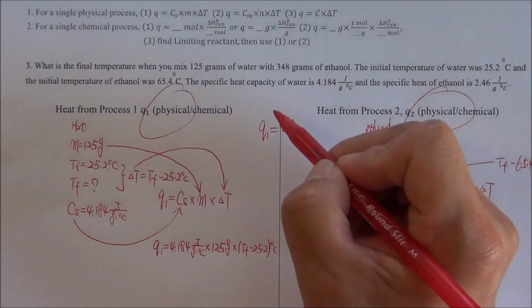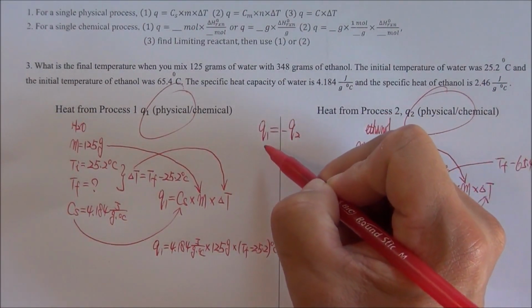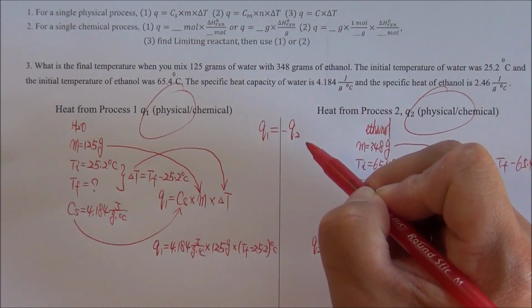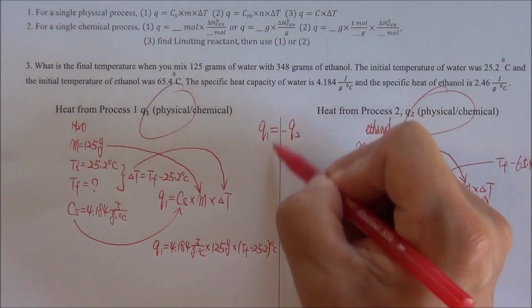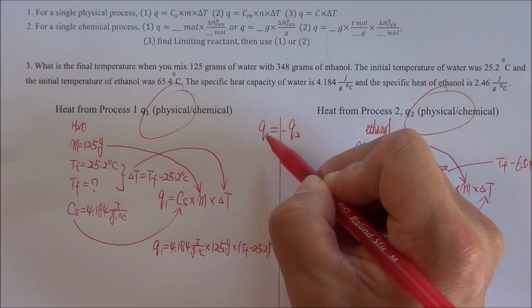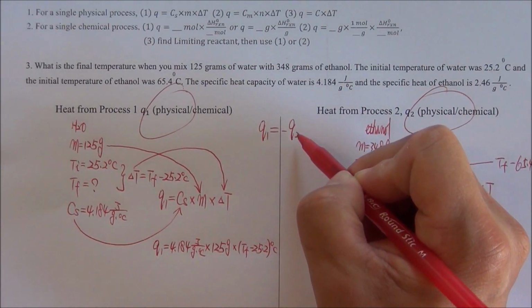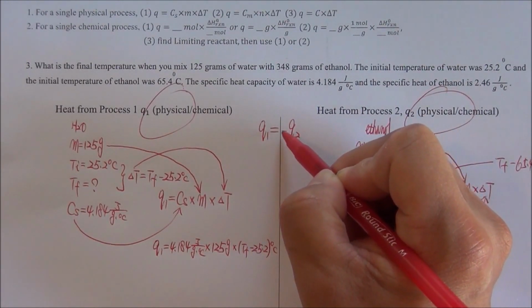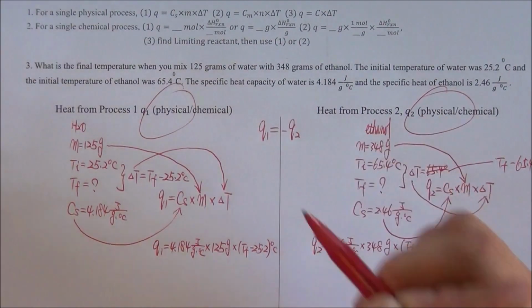The water absorbs heat, therefore it is positive. The ethanol releases heat, therefore it is negative. A positive number cannot be equal to the negative number, therefore we add a negative in front of Q2.